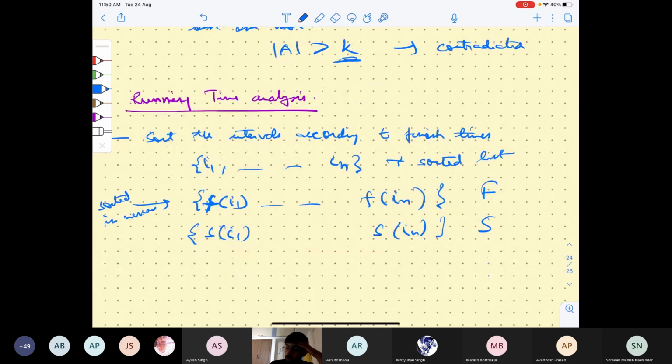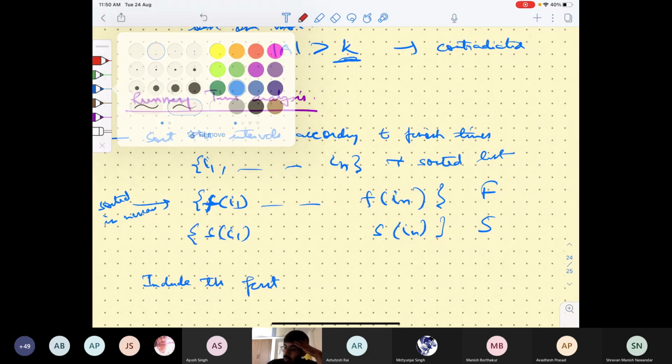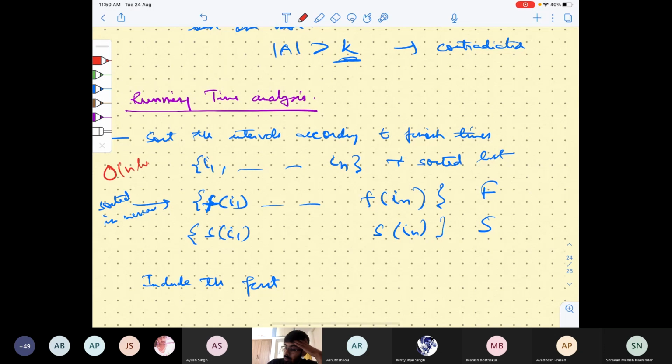And now what will the algorithm do? So how much time will the sorting take? Order n log n, right? Now it will include the first interval in the list F. So it will include that.